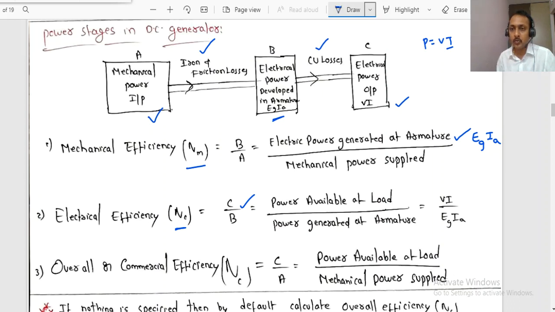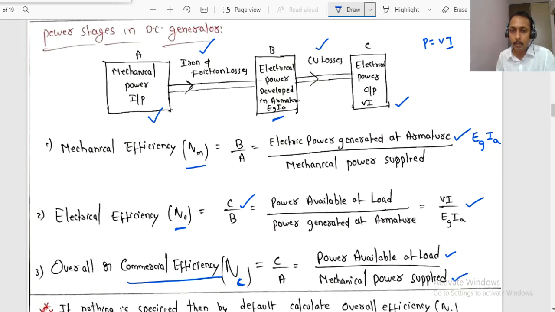Now V into I divided by Eg Ia. V is the terminal voltage, I is the current drawn by the load. So V into I divided by Eg Ia will give you the electrical efficiency. Now overall efficiency or commercial efficiency, eta C divided by A. How do you understand that? Power available at load divided by mechanical power supplied.